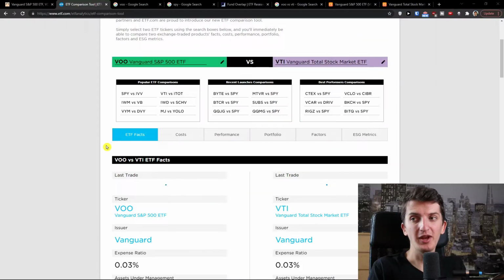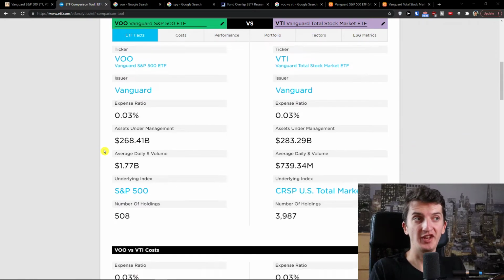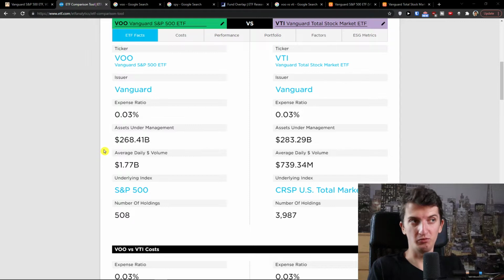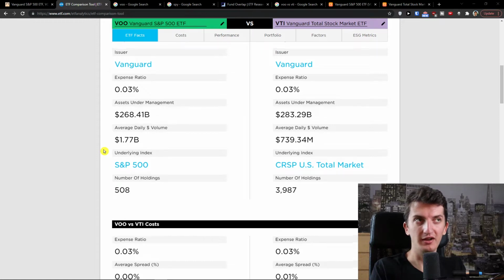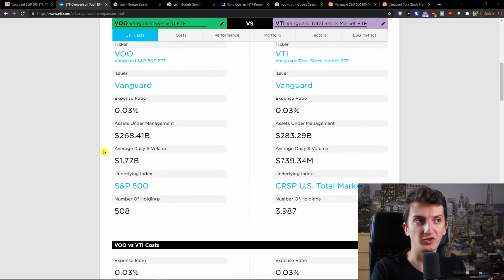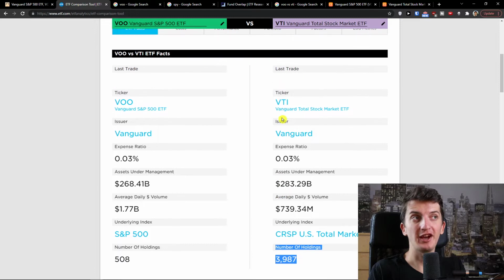Now let me just start to show you straight away the main difference, and then later in the video I'm going to show you more differences. When you come here to VOO and VTI, looking at the issuer, Vanguard, same. Expense ratio, same. Assets under management relatively similar. But the really important thing is the number of holdings: 508 for VOO, and nearly 4,000 for VTI.